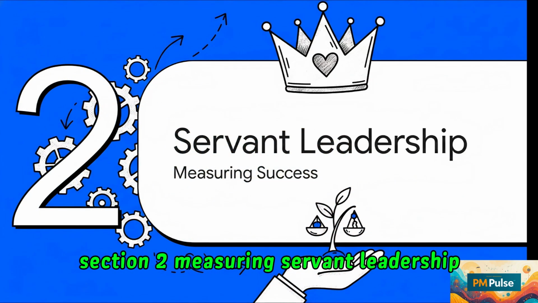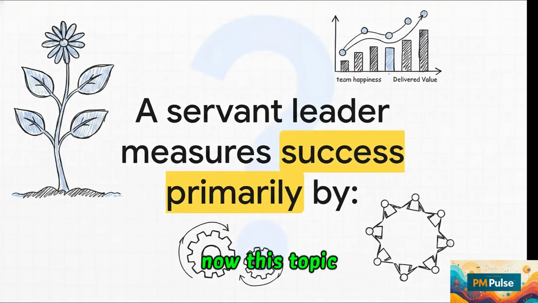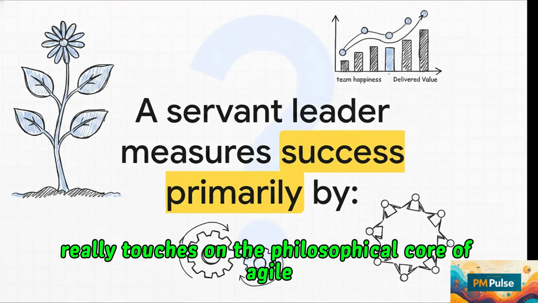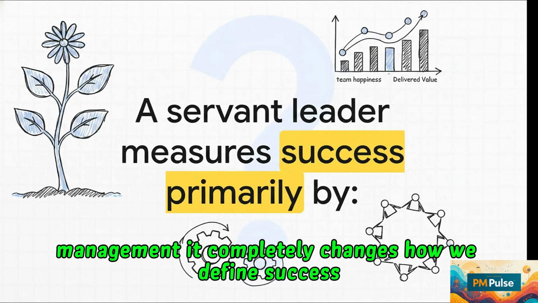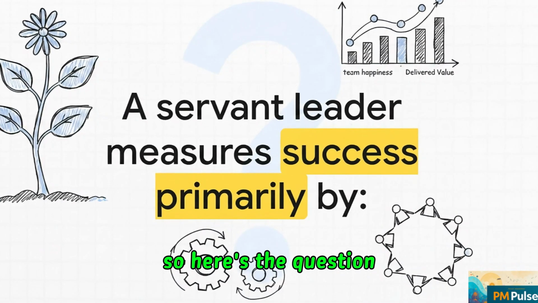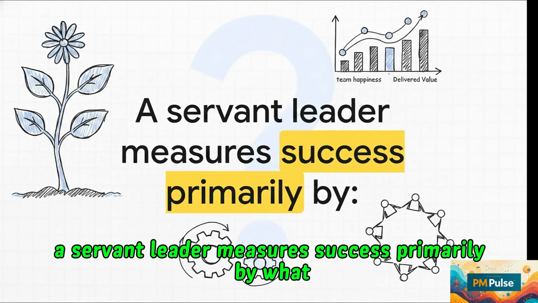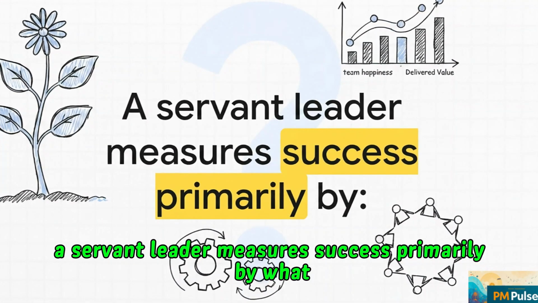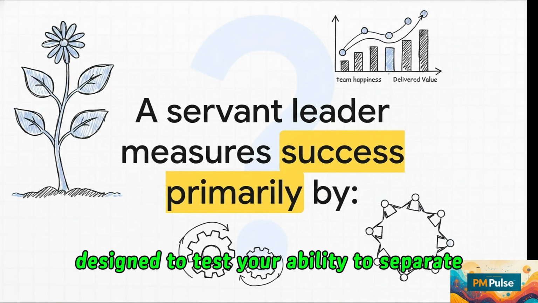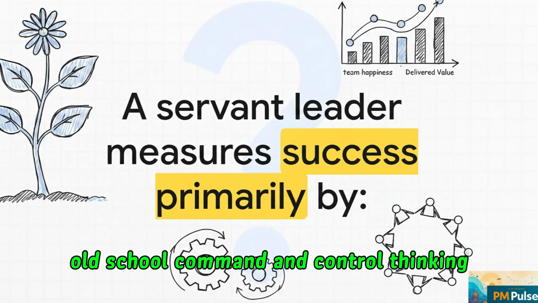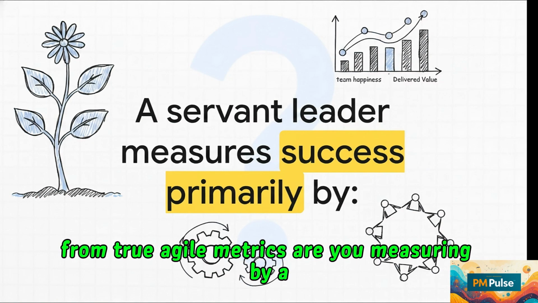Section 2, measuring servant leadership. Now, this topic really touches on the philosophical core of Agile management. It completely changes how we define success. So here's the question. A servant leader measures success primarily by what? Guys, this is a classic exam trap. It's specifically designed to test your ability to separate old-school command and control thinking from true Agile metrics.